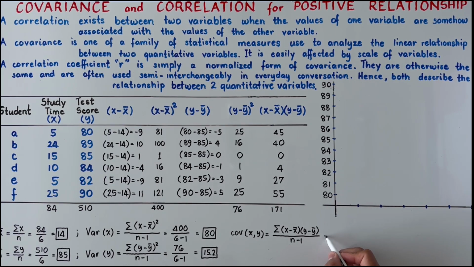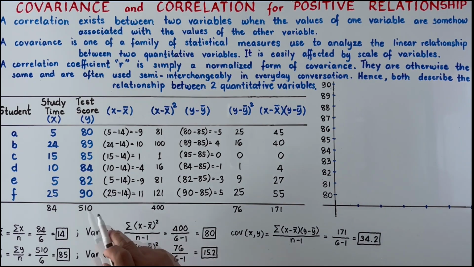So the value of the covariance is 171 divided by 6 minus 1. And the quotient between 171 and 5 is 34.2. So this is the covariance value between the two variables x and y, which are the study time and test scores of the 6 students.